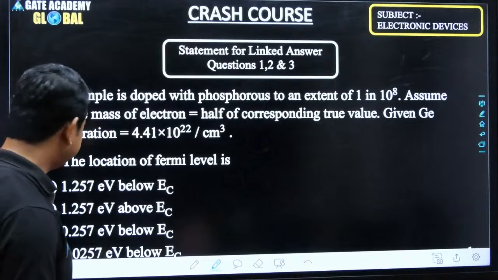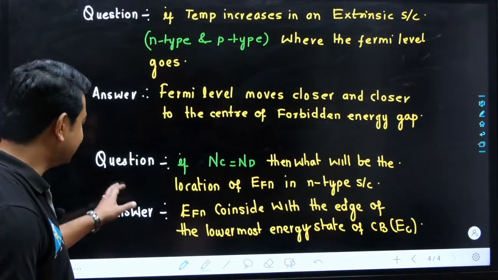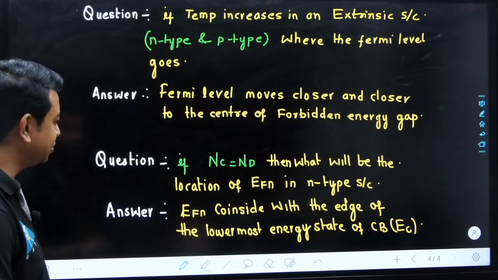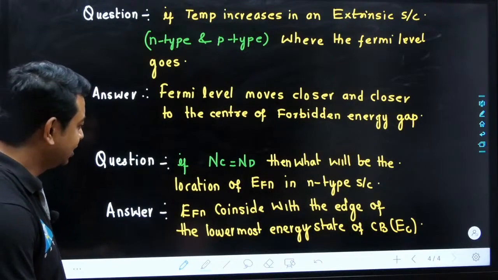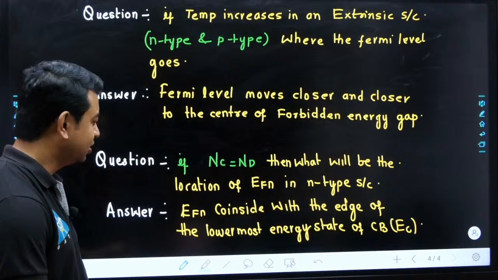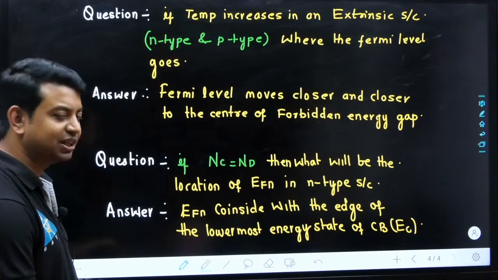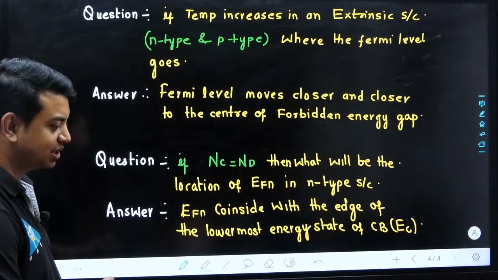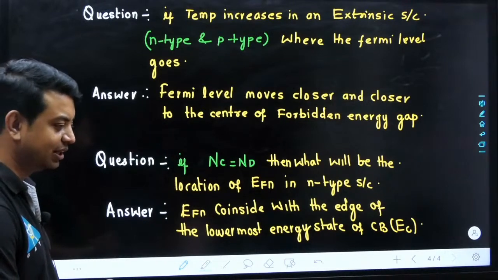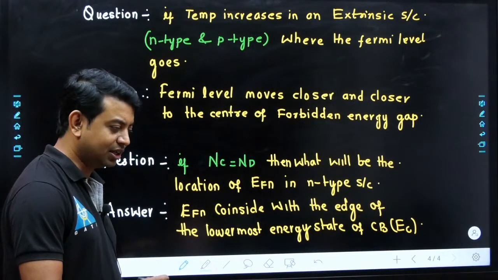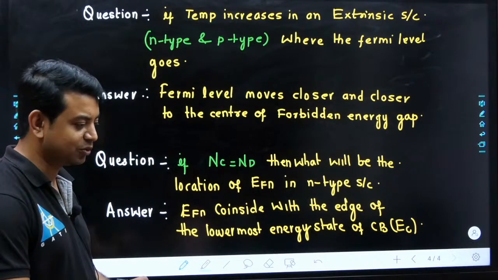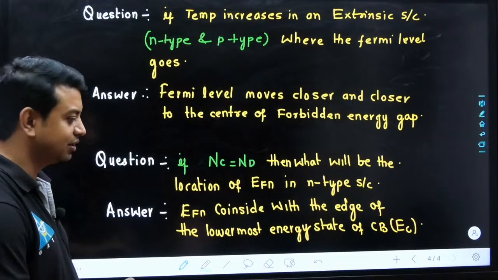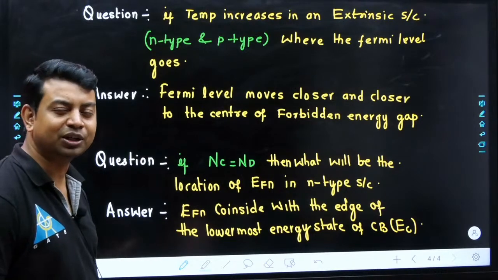So Lakshmi, which question have you answered right now? Located at center. I think this is the question that I asked: if NC is equal to ND, then what will be the location of EFN in an n-type semiconductor? EFN coincides with the edge of the lowermost energy state of the conduction band. This is the right answer, Lakshmi. You just take this particular concept into account. Just like Hemant has answered correctly, and Sridevi has answered correctly, coincides, and Prithvi Srinivas has also answered correctly.